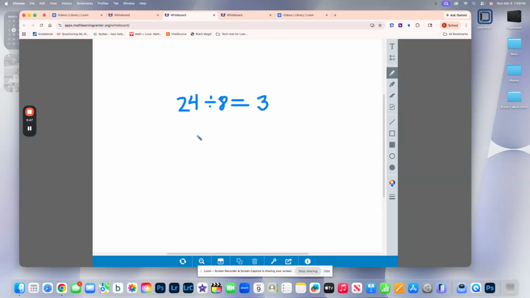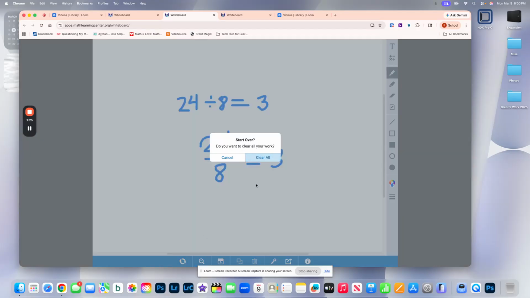If we put this a different way, it still means the same thing. We could write it like this: 24 eighths. This also equals 3. So this is another way to write division. Fractions are division.